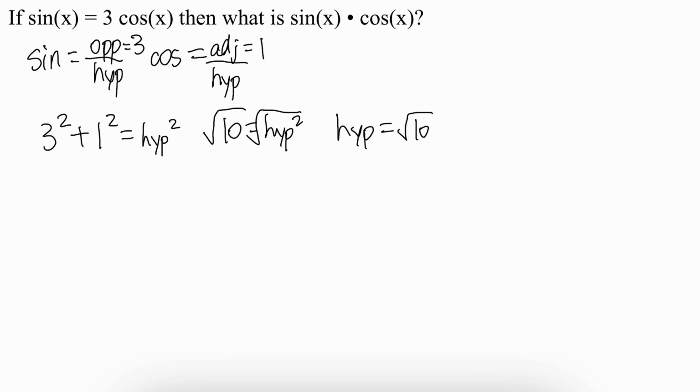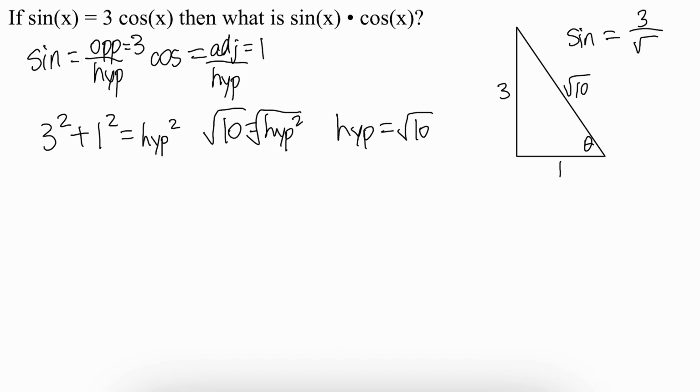We can actually draw a triangle here just to better visualize it, because why not? So theta is here. Our opposite side is 3. Our adjacent side is 1. Our hypotenuse is root 10. And the sine of that would be opposite over hypotenuse, 3 over root 10. And the cosine of that, adjacent over hypotenuse, is 1 over root 10. And we can see that the sine is indeed 3 times bigger than the cosine.